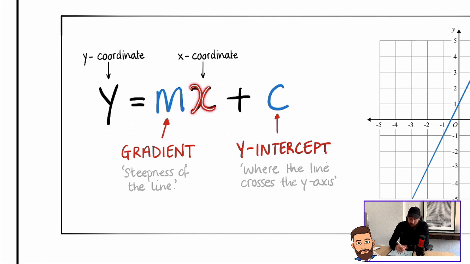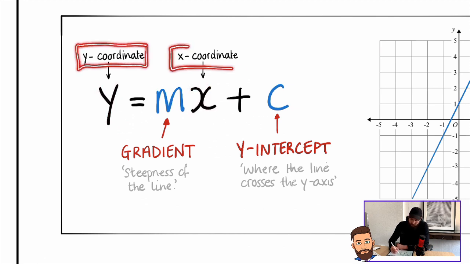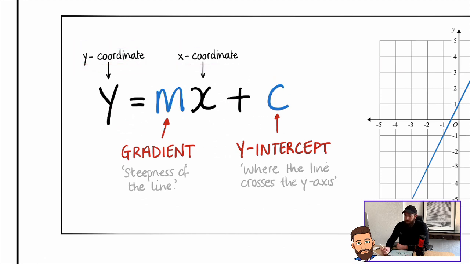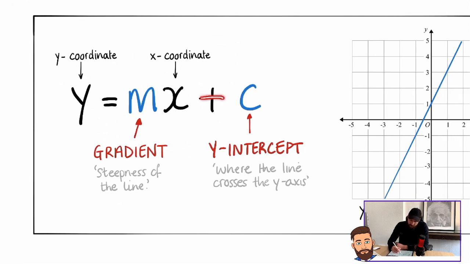The x and the y we refer to as just the x and the y coordinate. So these x values and these y values, which are unknowns at the moment, is something that we could replace with a coordinate. And the plus c on the end, this plus c here is the y-intercept. And what does that mean? Well, as I just explained, that simply means that it's where the line crosses the y-axis.